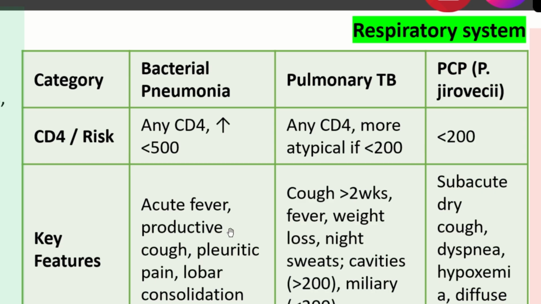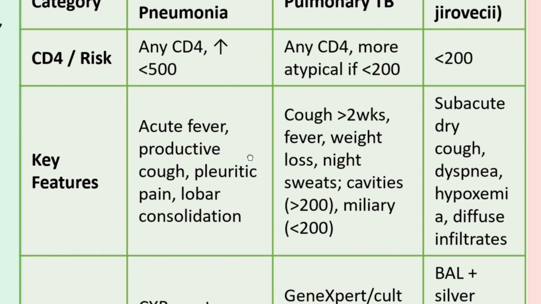So when we go to the respiratory system, most of the times, the most common presentations are going to be bacterial pneumonia, pulmonary TB, and PCP. So bacterial pneumonia is going to come when you have any CD4 count. Even when you have greater than 500, you can still get bacterial pneumonia in someone with HIV. Pulmonary TB is also going to come at any CD4 count, and it's going to be atypical if it comes with the CD4 count less than 200. It's going to be even worse. Then the PCP or the PJP is going to come normally when we have a CD4 count of less than 200.